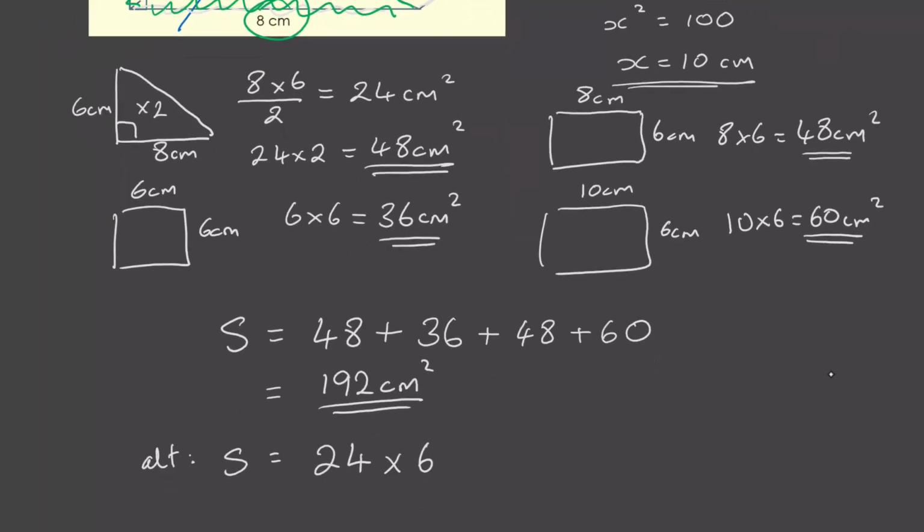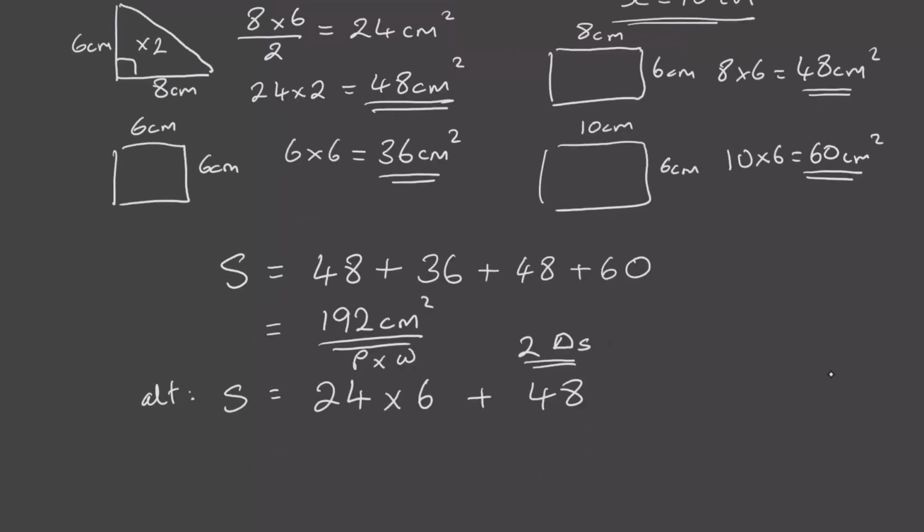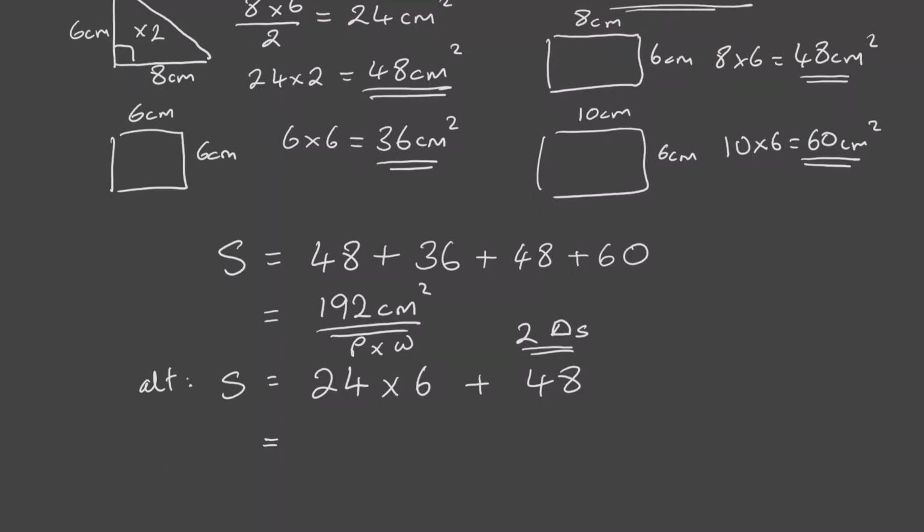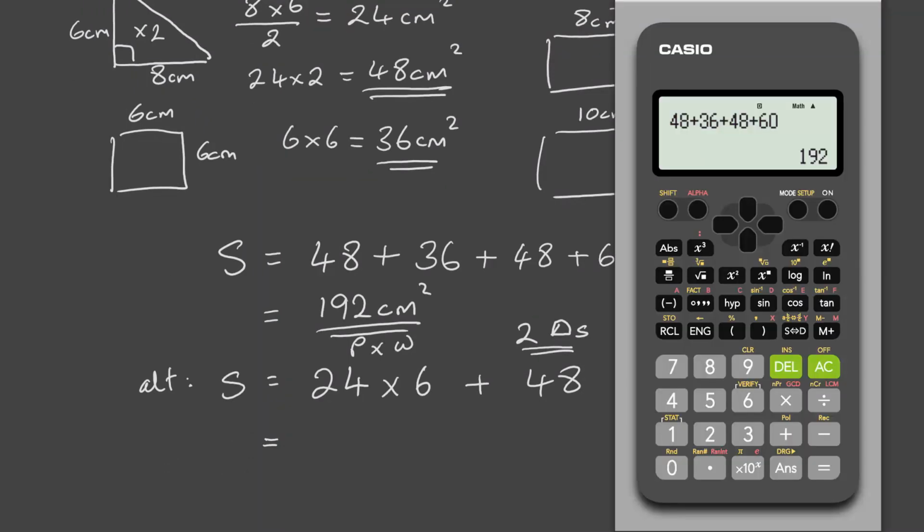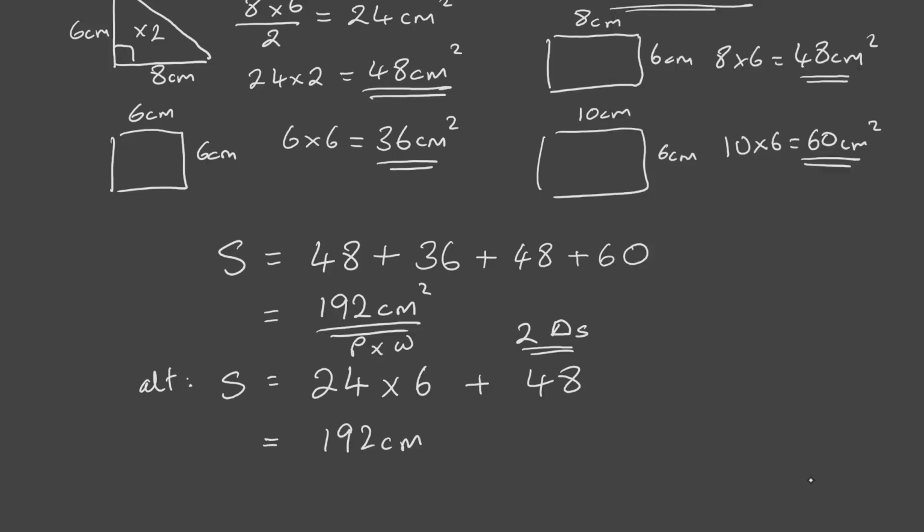and then add in the 2 triangles. The 2 triangles came to 48. So this is the 2 triangles. And this one here is the perimeter times the width. And you'll see that we get the same answer. Now, you don't have to use this method, but it can save a little bit of time.